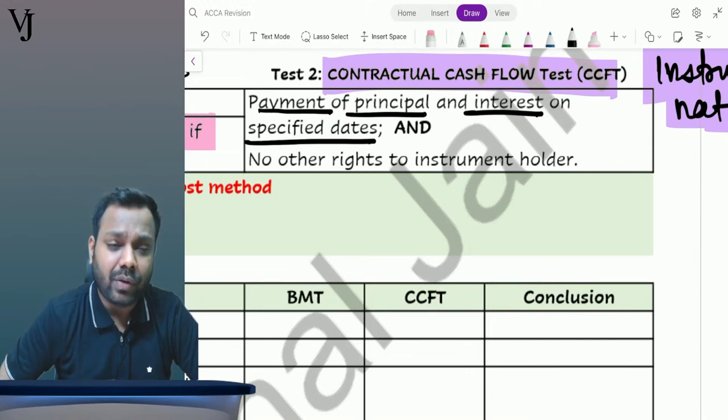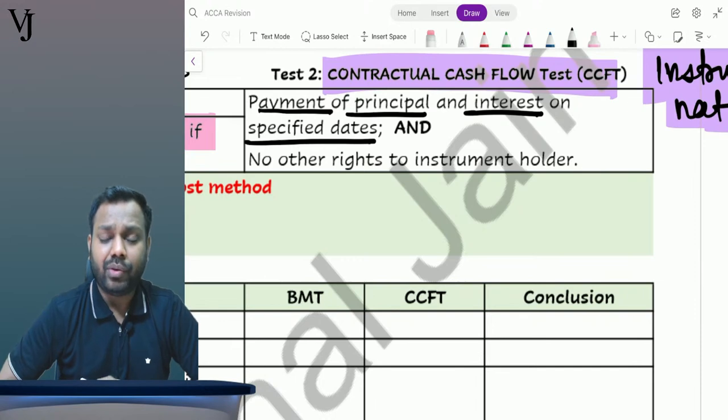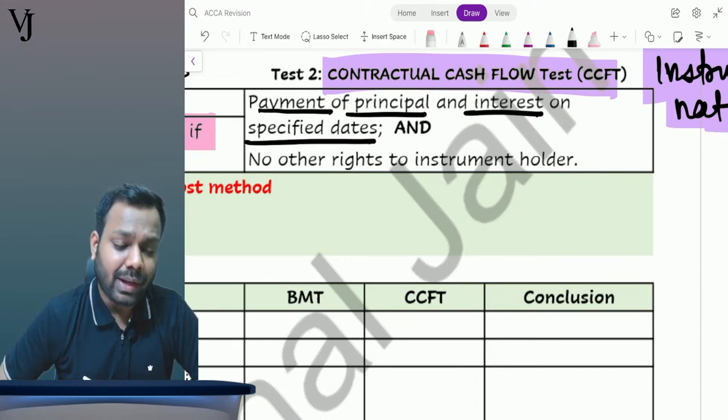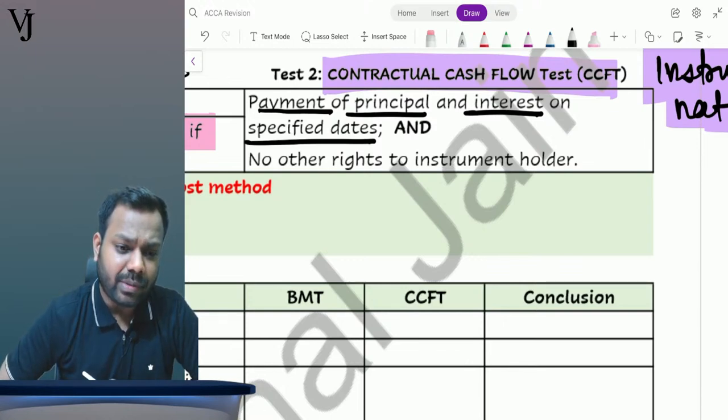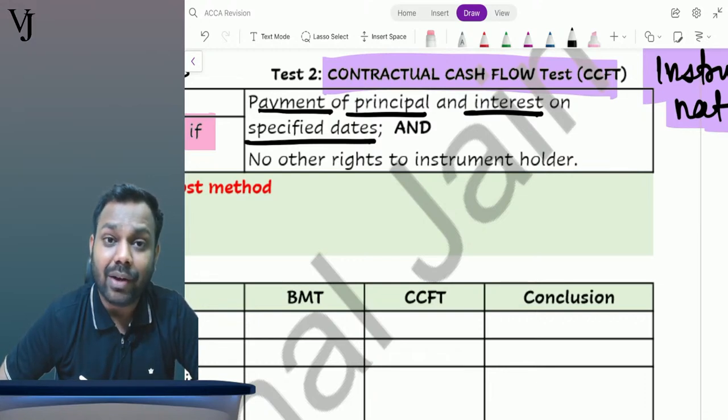Now tell me, if you invest in equity instruments, let's suppose I purchase the equity shares of Infosys, will I get the principal and interest on specified dates? No. So the contractual cash flow test fails.